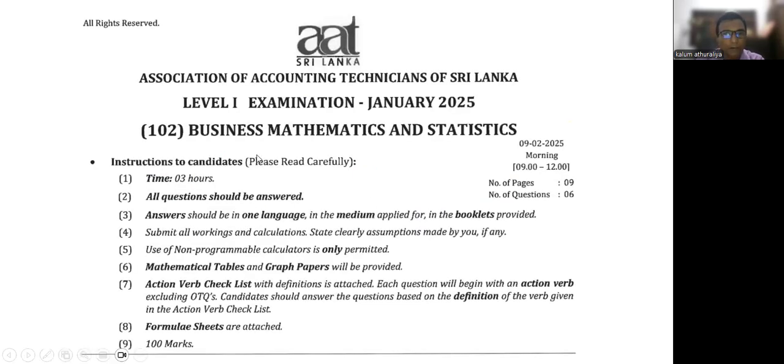Right. First one, instructions to the candidates: it is a 3-hour paper. Second, all questions should be answered. You have to answer all questions, no choices. Third, answers should be in one language, the medium appearing on the paper. Okay, that's all. Then fourth, submit all the workings and calculations. State clearly any assumptions made by you, if any.